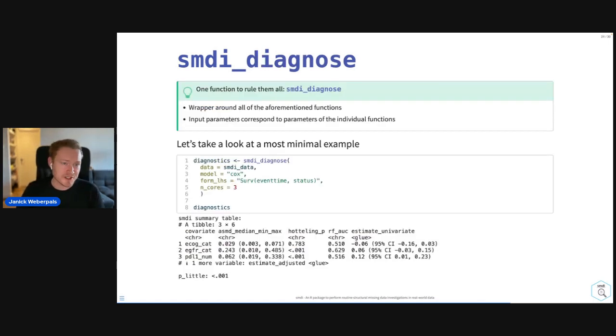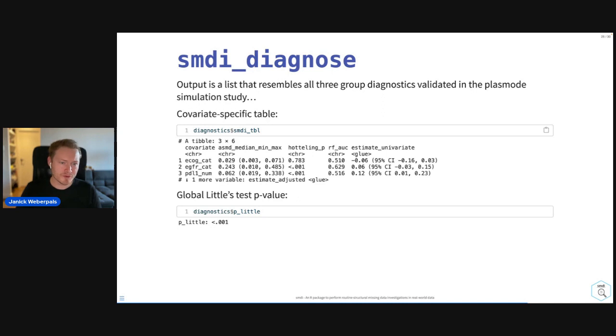And now really the flagship function that basically wraps all of the previous functions I've shown is the smdi diagnose function. And here you can, of course, also take all of the parameters that you can specify in the single functions I've shown before, and the output, with a very minimal example, will give you an idea across all of the three group diagnostics and the Little p-value. Moreover, the output, which is an object of type smdi, will give you the table and the p-value separately.